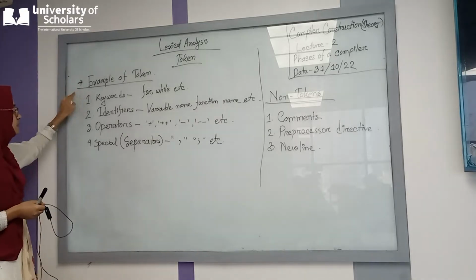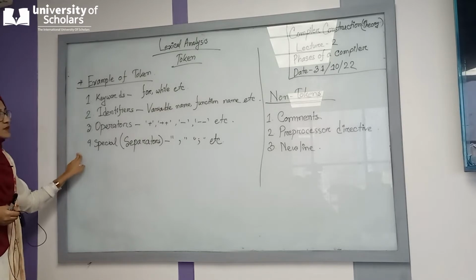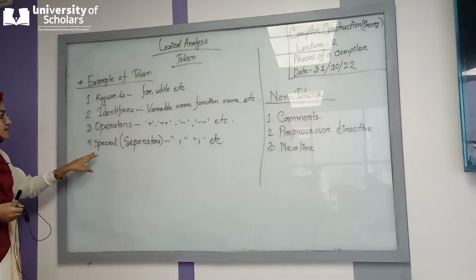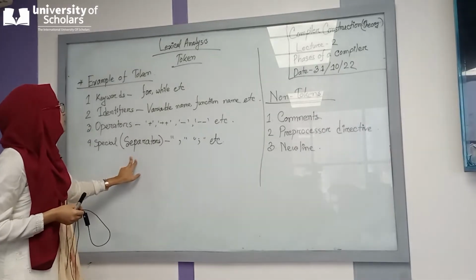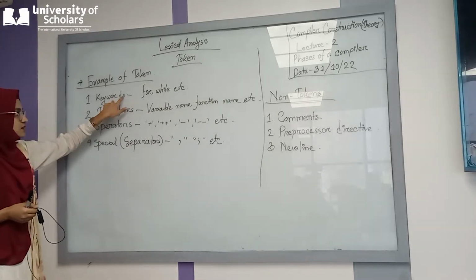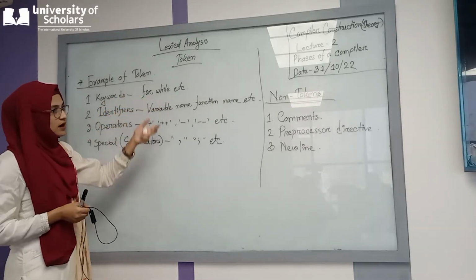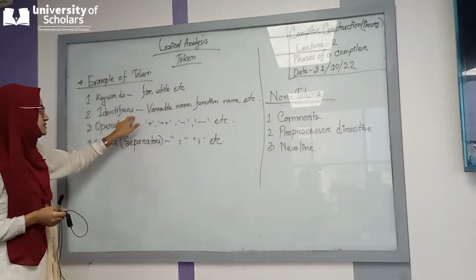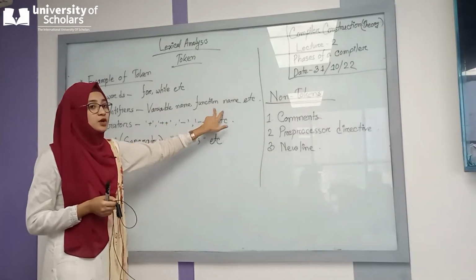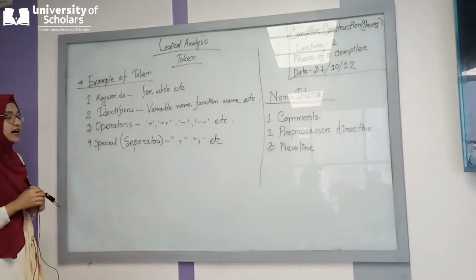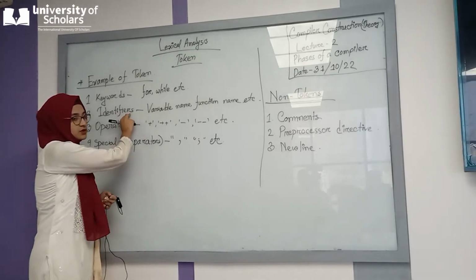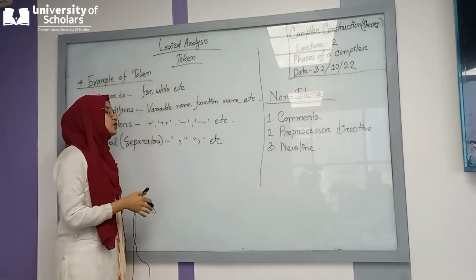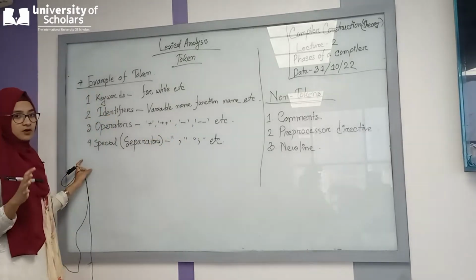Example of the token. There are many types of tokens. First one is keywords, identifiers, operators, and the special characters or the separators. Okay, we all know what the keywords are. For, while, if, else. These things are the keywords. Okay, and now the identifiers: the variable name, the function name, which we are going to set, are the identifiers, right? So these are also tokens. Operators like plus, increment, minus, decrement, all are operators. There are so many other operators also.